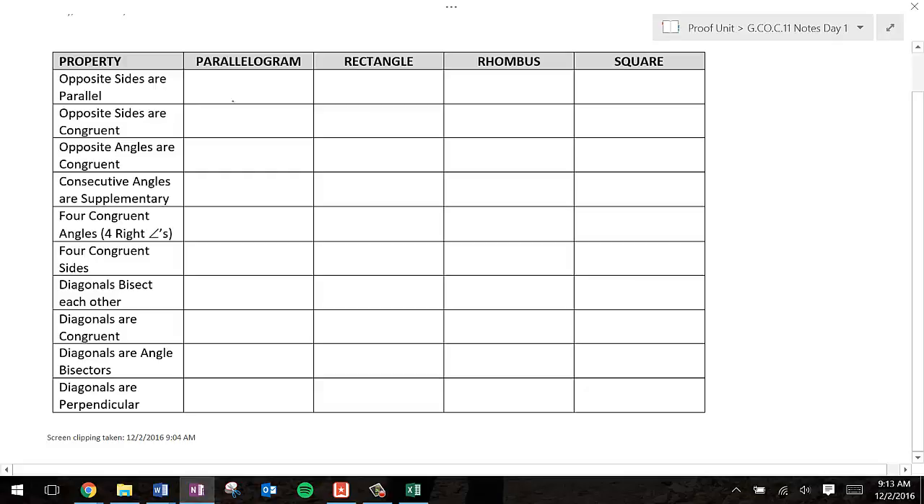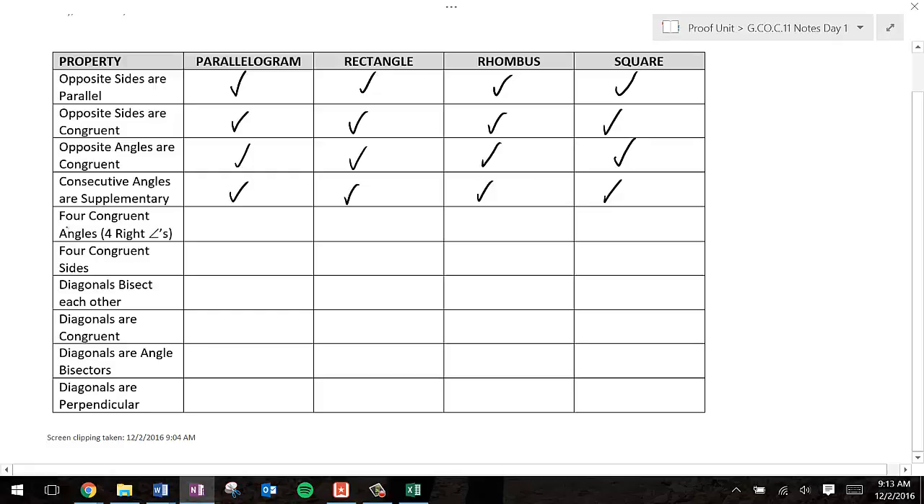So in a parallelogram, opposite sides are parallel. That's going to be true of all of them. Opposite sides are also congruent in a parallelogram, which will be true for all of them. The opposite angles are congruent, and the consecutive angles we said were supplementary. So those four are all true about parallelograms.